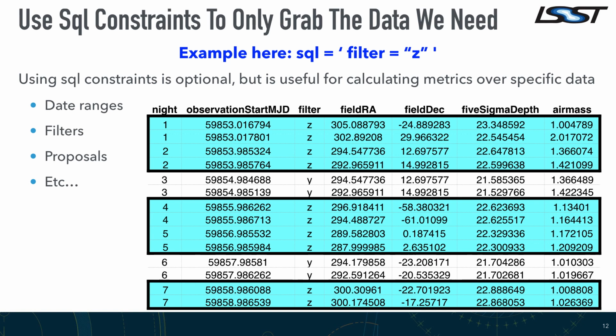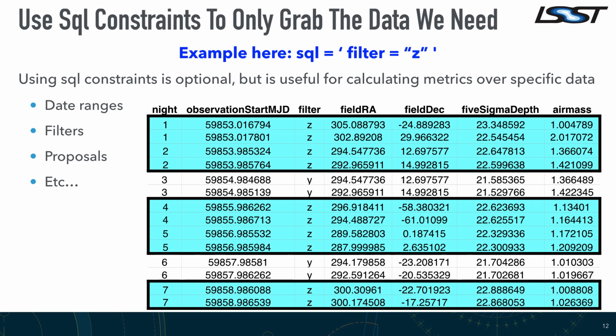So for example, in this one, I'm saying, okay, I'll just take the Z data. I just want the Z filter. So what I've done here is I've taken the previous database that we're working with, and I've just highlighted the observations that were actually done in the Z filter.